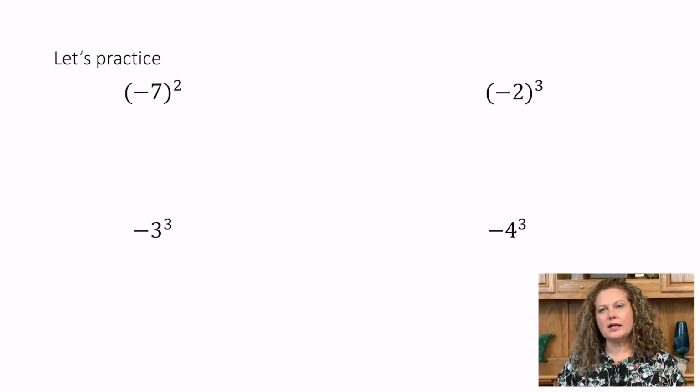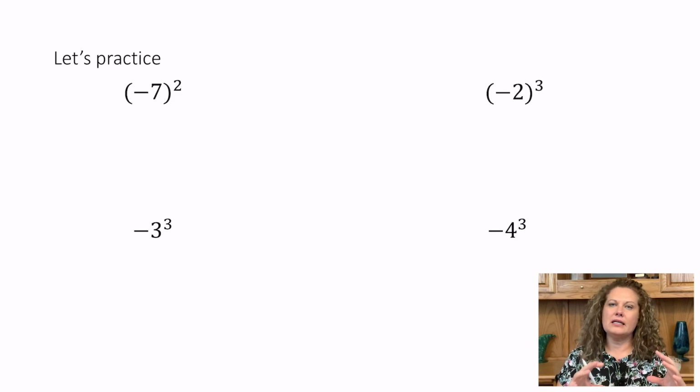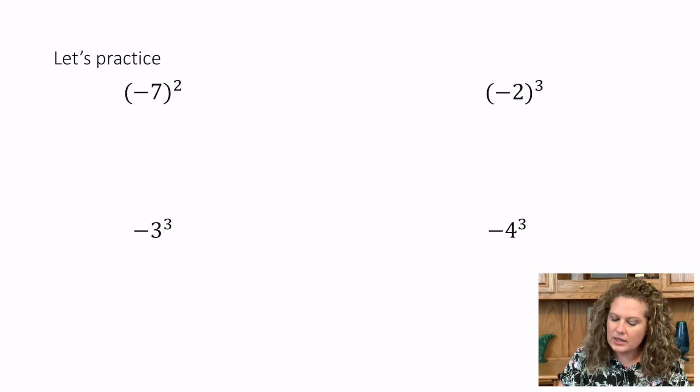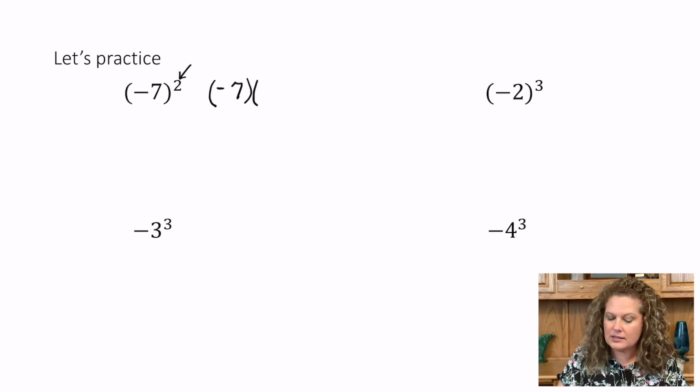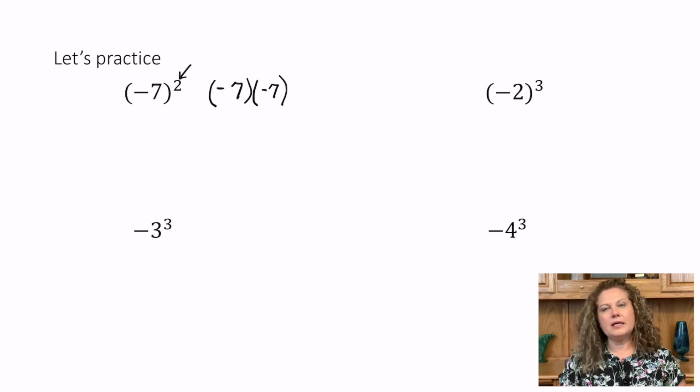So our first one is -7 to the second power. Notice the -7 is in parentheses, so that tells me that the factor itself is actually negative. And when I write it in repeated multiplication, I'm going to be writing -7, -7. So it's going to look like this. So -7, I'm going to go ahead and put it in parentheses so I don't lose that negative. And then because my exponent is a 2, I'm going to write the factor twice.